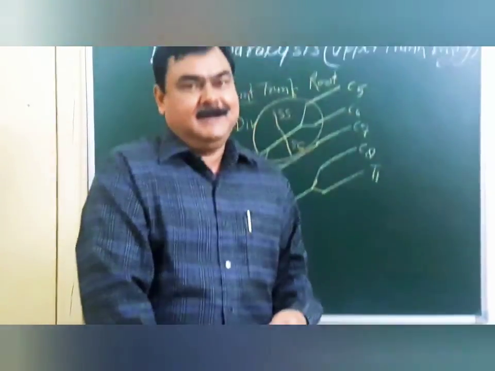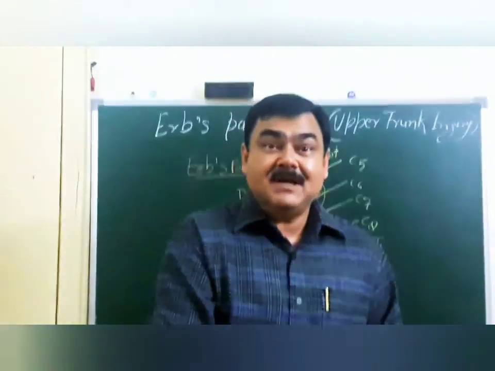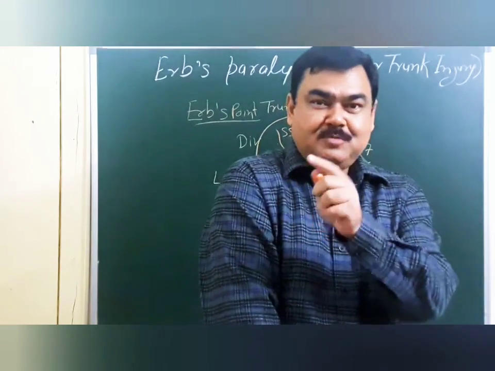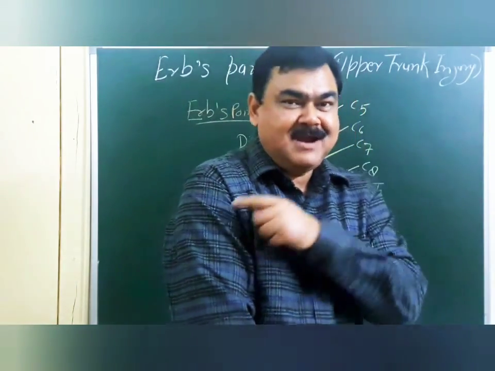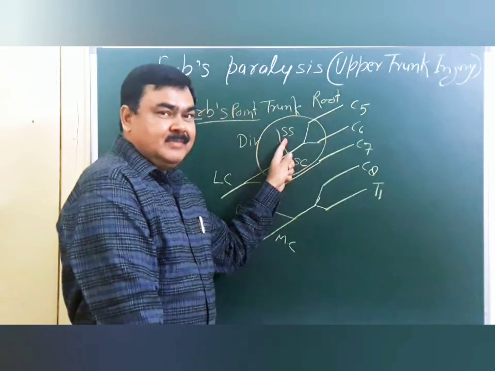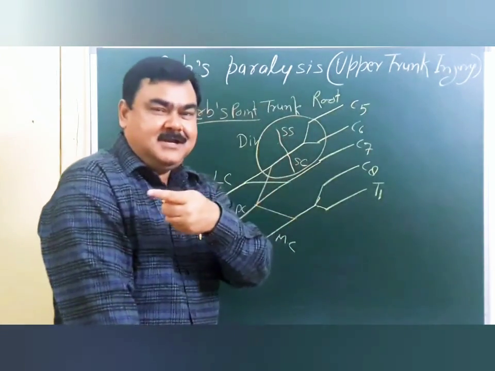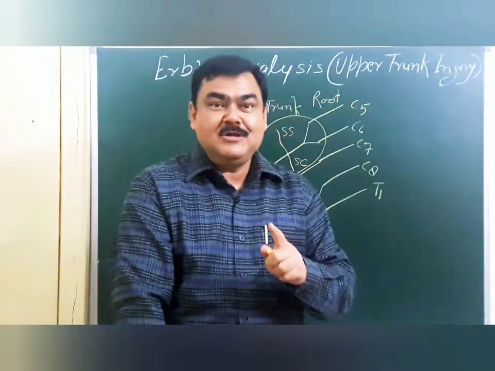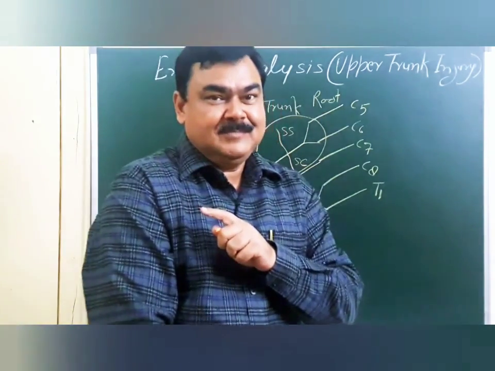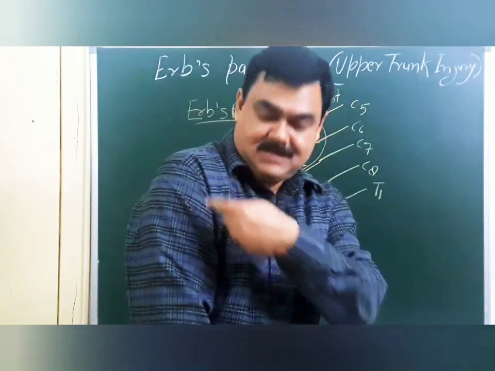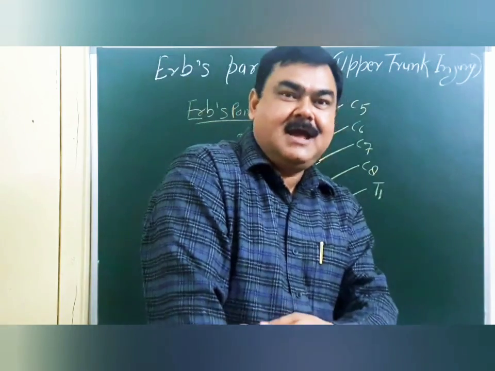Why is it adducted? Because abductors are paralyzed. Here abductor, 0 to 15 degree abductor is supraspinatus, which is supplied by suprascapular nerve. And 15 to 90 degree abductor is deltoid, which is supplied by axillary nerve, whose root value is C5 and C6. This is the reason why the abductors are paralyzed and this part is adducted.